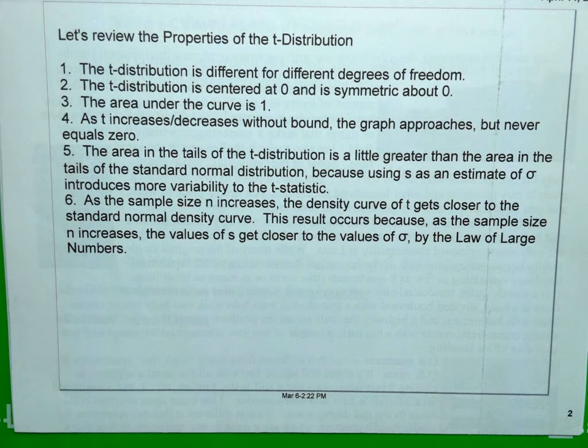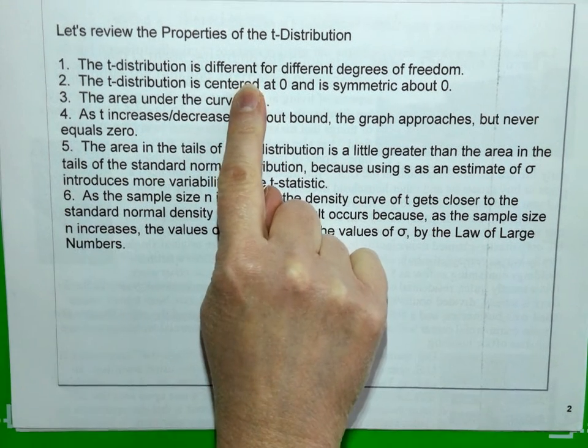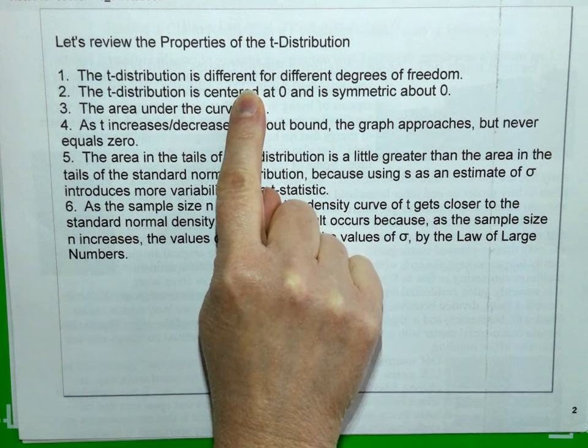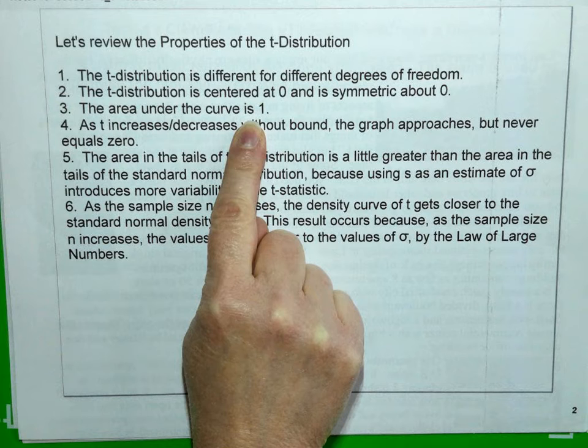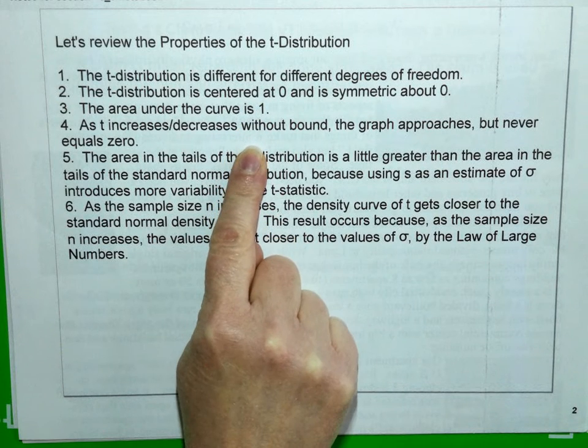I'm just reviewing what the student T distribution looks like. First of all, it's different for different degrees of freedom. It's centered around 0 and symmetric about 0. The area under the curve is 1. As T increases or decreases without bound, the graph approaches but never equals 0.